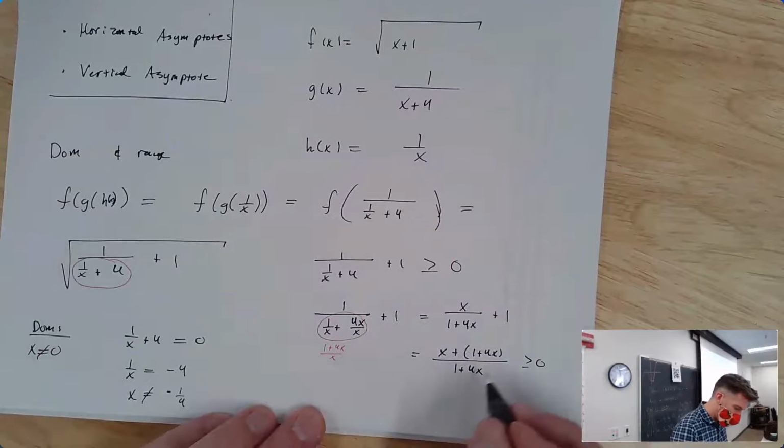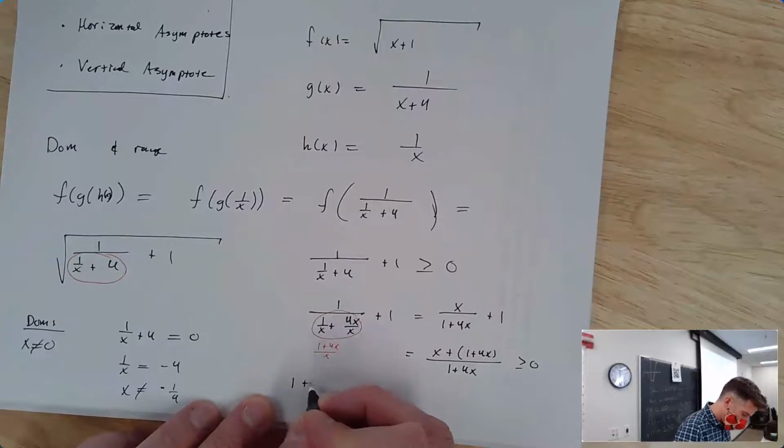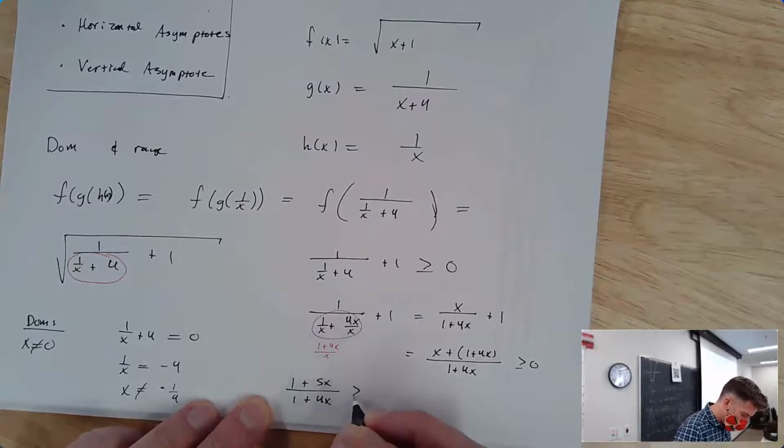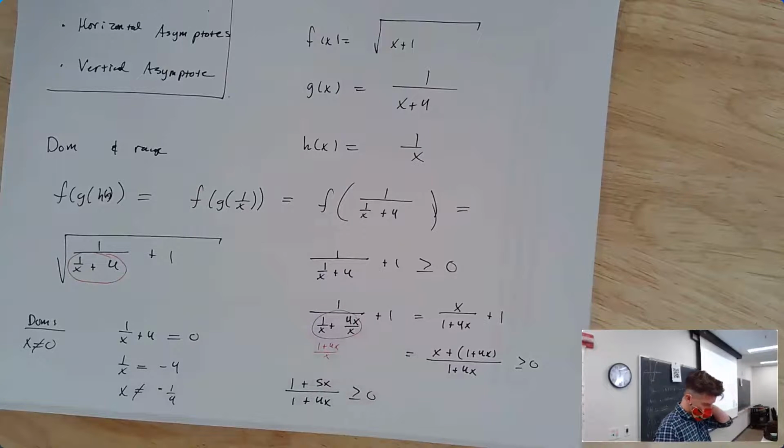So simplifying a little bit, I've got 1 plus 5x over 1 plus 4x should be greater than or equal to 0. So I will point out, I totally could have simplified the insides of that to look like that. Yeah, I guess I could have. So I probably could have done this in a slightly easier way.